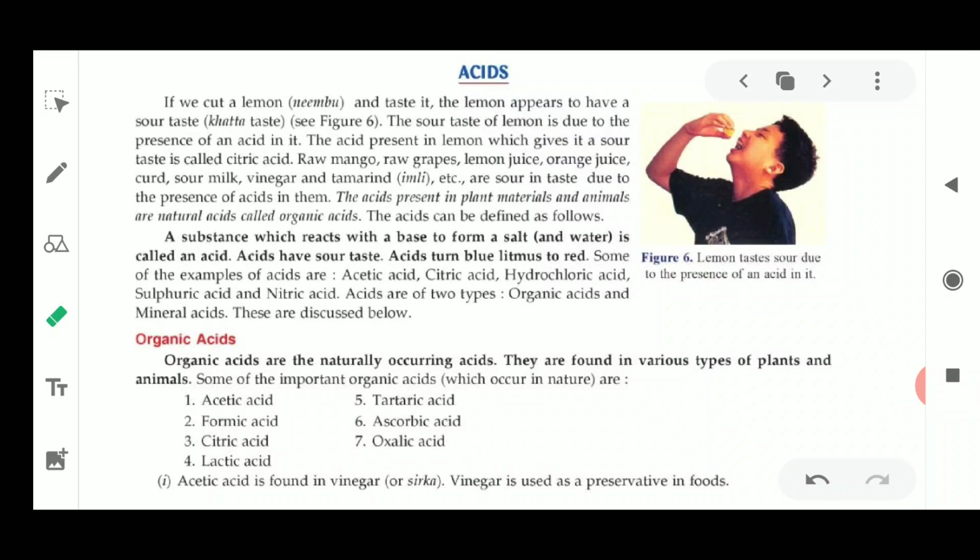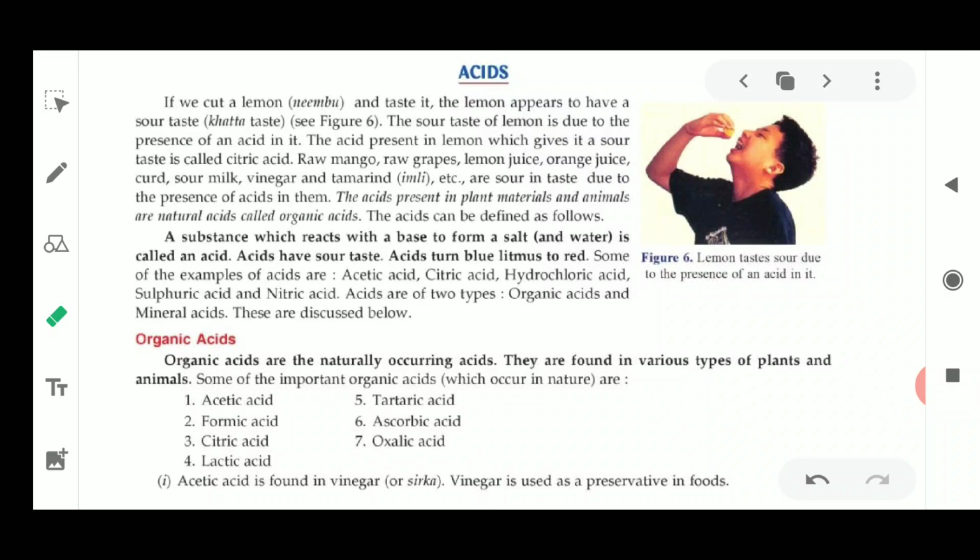The first topic we are going to discuss is acids, their properties, and how we are going to distinguish them. First of all, if we taste an acid, what are the things which contain acid? For example, it's given here.